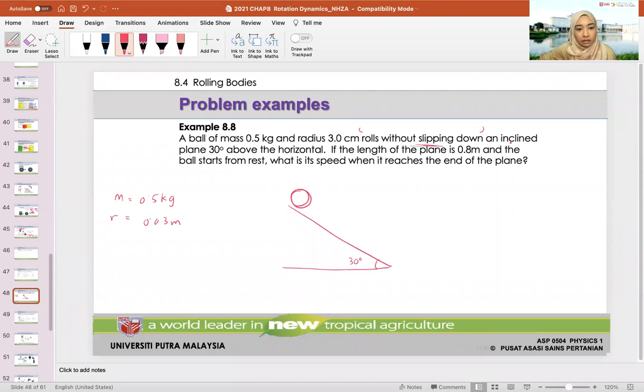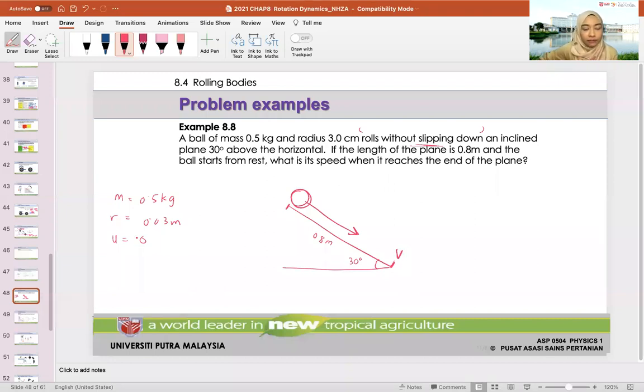On an inclined plane 30 degrees above the horizontal, if the length of the plane is 0.8, so it's saying that this whole thing is 0.8 meter and the ball starts from rest. So we have u equals 0. What is its speed when it reaches the end of the plane? This is synonymous to conservation of energy lah. We start at rest and then we want to know what is the speed at the bottom. This is a typical conservation of energy problem. So it moves down here and we want to know what is v over here, right?